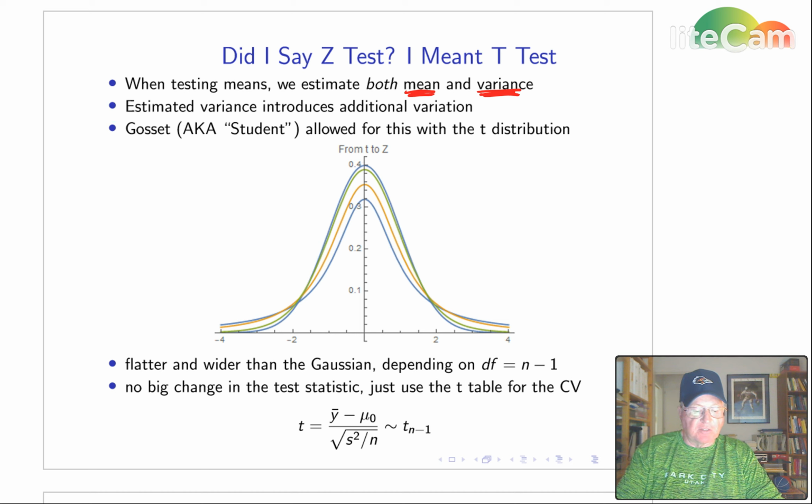The t-distribution is flatter and wider than the Gaussian, depending on the degrees of freedom, which is just sample size less 1. We can see here that there's an entire family of curves that get higher and higher, peakier and peakier, as the sample size increases until it converges to the normal distribution. To use this, there's no big change in the test statistic. In fact, we calculate it exactly the same way, substituting sample variance for known variance, and we call it a t-statistic following the t-distribution.